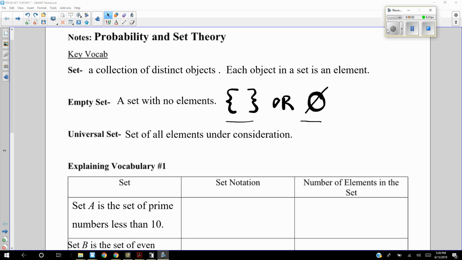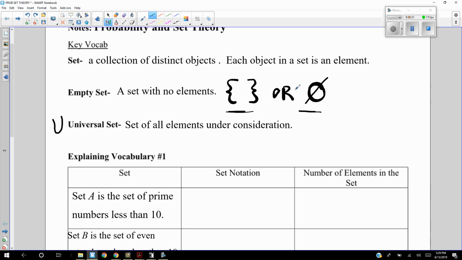All right, this video on probability and set theory. There's a lot of vocab, so you'll need to pause the video as we go here. Some of this notation you should be familiar with. We've talked about empty set, so you should know this notation. Other notation you may be less familiar with.